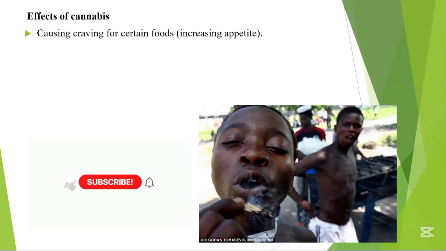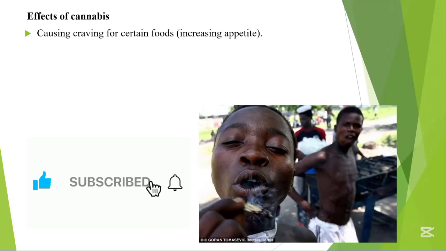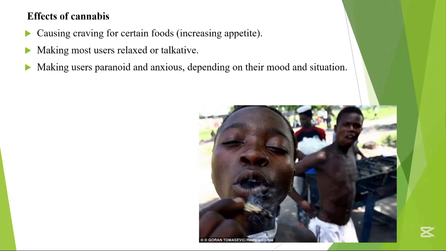So you see the effects of cannabis: causing cravings for certain foods, increasing appetite, making most users relaxed and talkative. They will start telling you stories that do not even exist; they become too talkative, those who abuse cannabis. Others tend to be paranoid and anxious depending on their mood or situation. That is why cannabis is considered to be an all-round drug.